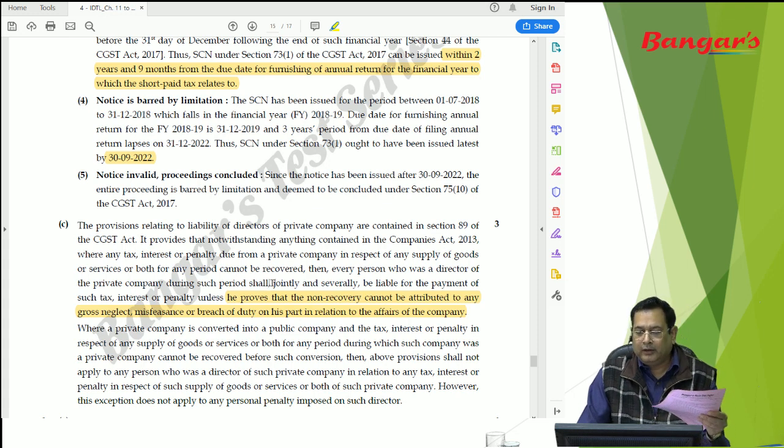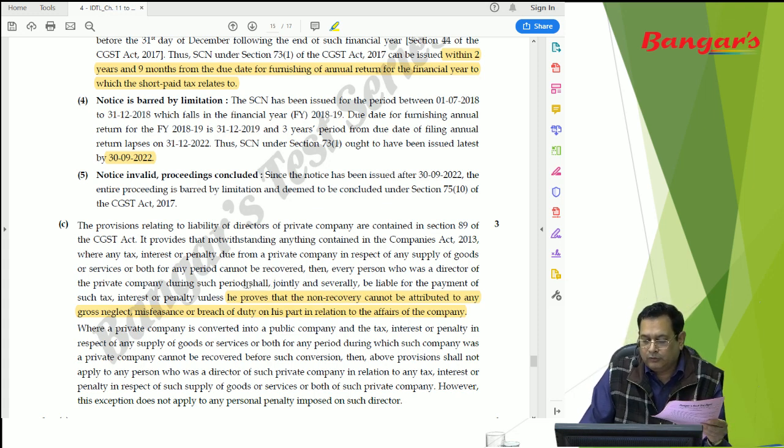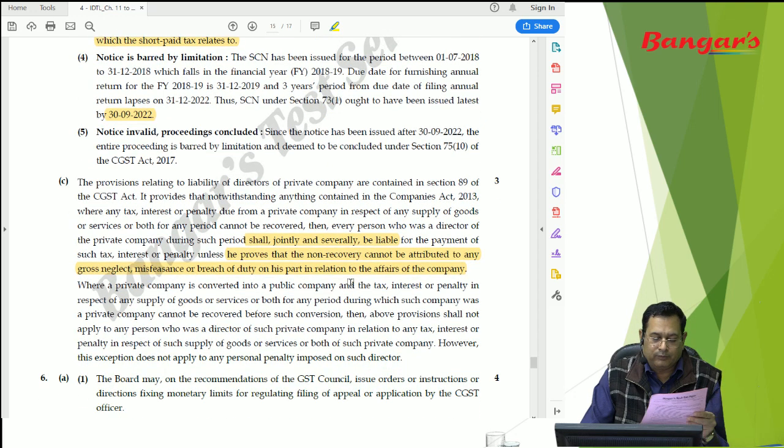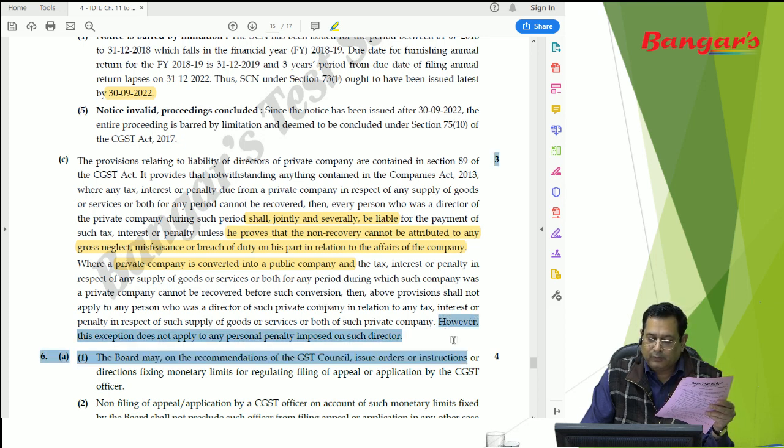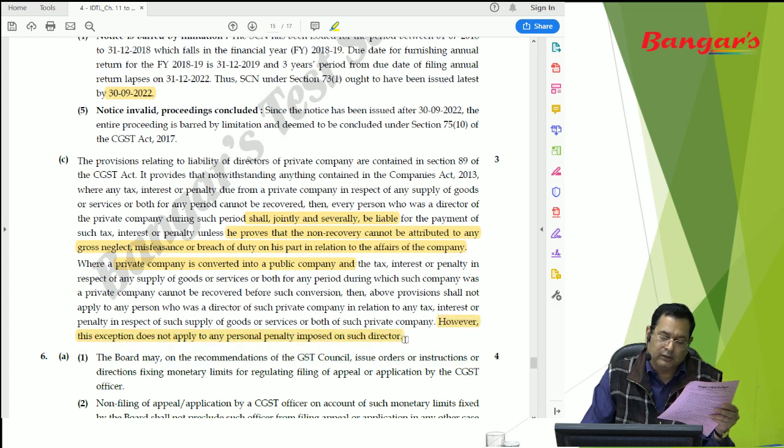Otherwise, the directors will be jointly and severally liable for the tax dues during that period when they were director, whether the same has been determined during that period or subsequently also, and it will be recovered from them. But in case a private company is converted into a public company, then liability of those directors gets dispensed with. However, the exception won't be applicable in respect of personal penalty which has been imposed on such directors.